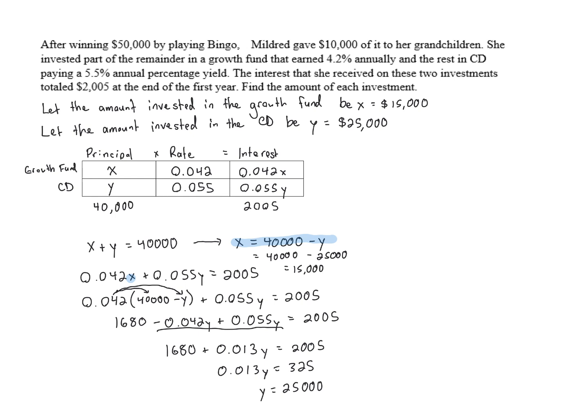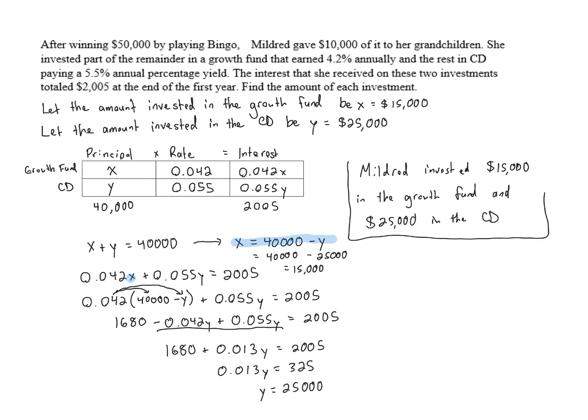So for our final answer, we were asked to find the amount of each investment. We can say Mildred invested $15,000 in the growth fund and $25,000 in the certificate of deposit, or CD. And that is our final answer.